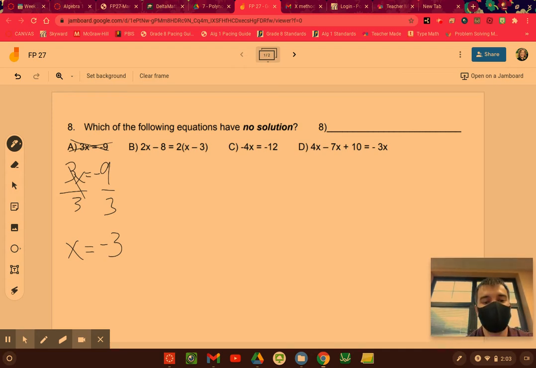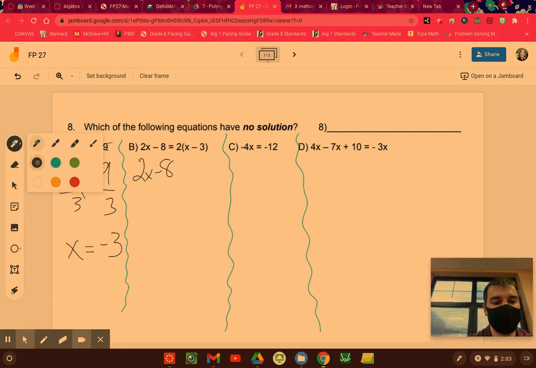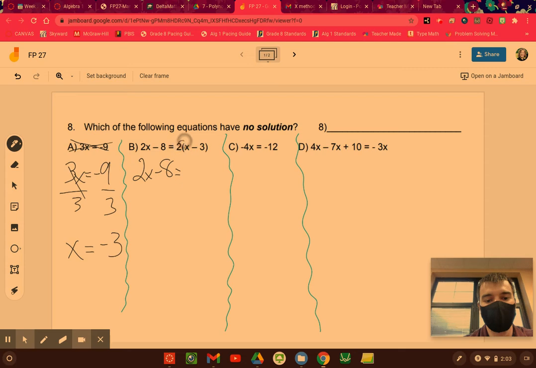So let's look at this next one. 2x minus 8 is equal to 2 times the quantity x minus 3. So we can't really do anything to the left side, so we're just going to do this. I'm going to make a little separation right here, so no one gets confused by any work. So you have 2x minus 8, and then so what do we do on this part here? Since there's a 2 out in front, we will distribute the 2 to both x and negative 3.